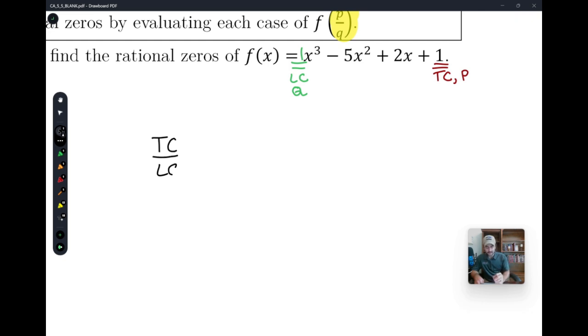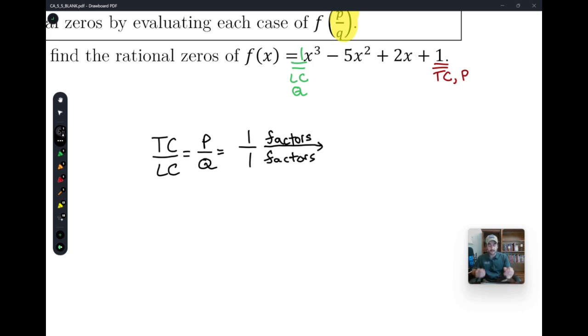TC over LC is equal to P over Q, which is 1 over 1. It's going to be a kind of easy one to start with. But 1 over 1 isn't our possible solution. 1 over 1 is just an informative ratio, so I don't draw an equal sign, I'm drawing an arrow. I'm going to ask myself, what are the factors on the top and on the bottom?